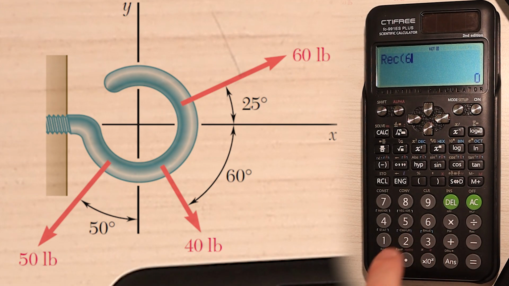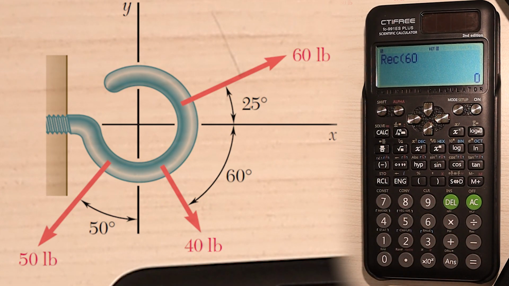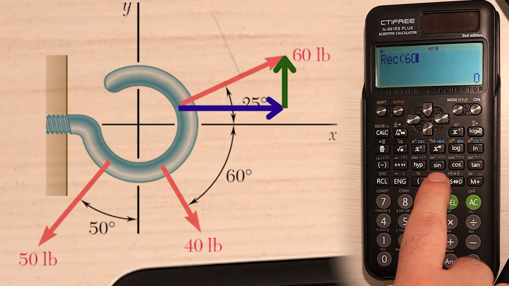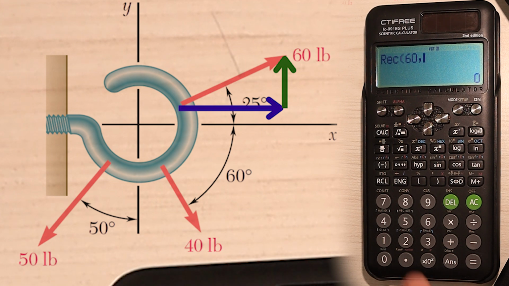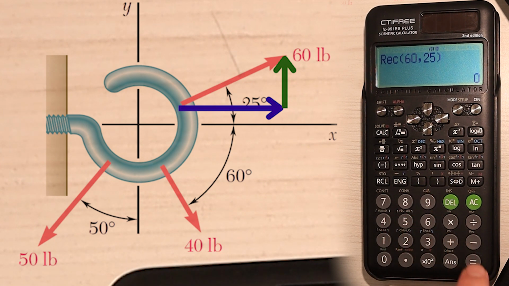Now we'll enter the value of the force. We'll start with the 60 unit value. Next, we need to insert a comma. To do this, press the shift key and then the closing parenthesis key. This will place a comma. Now, enter the angle of inclination. In this example, it's 25. Close the parenthesis and press equals. Done, you have the components.